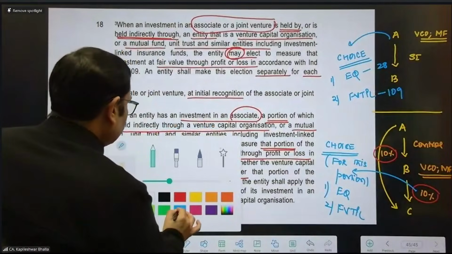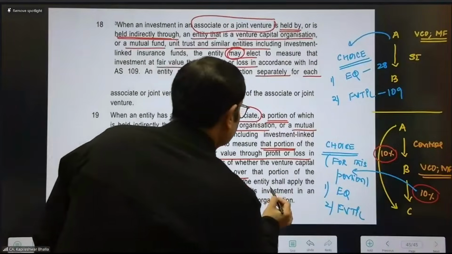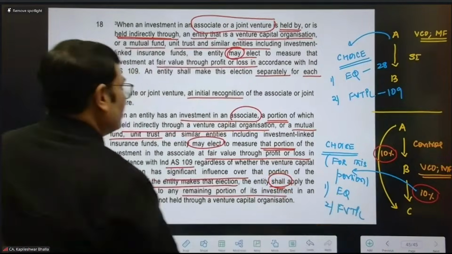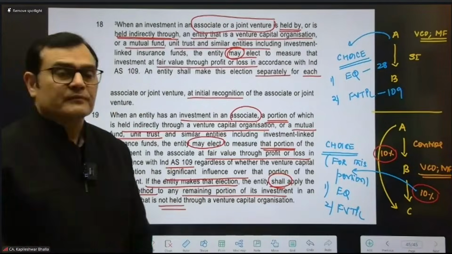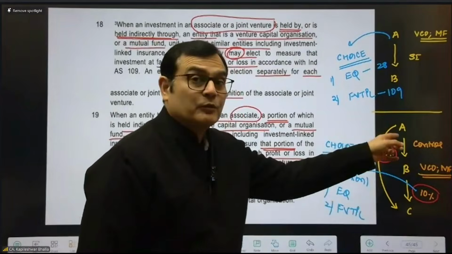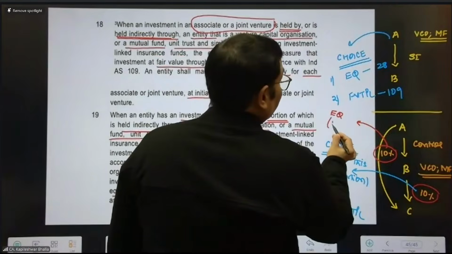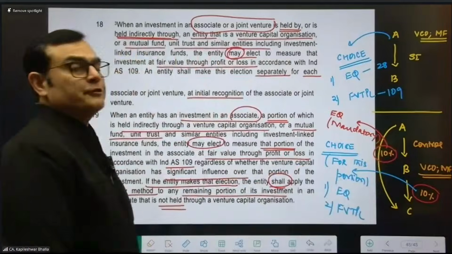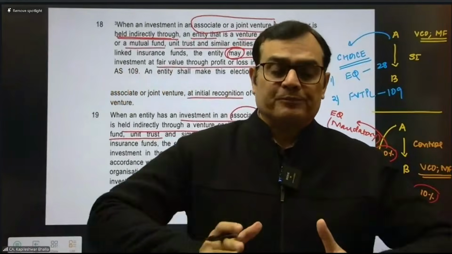And then he adds further, it says, if the entity makes that election, the entity shall apply the equity method to the remaining portion of the investment, which is not held through a VCO. So in this case, for this particular portion, you will definitely apply the equity method. For this particular portion, the equity method becomes mandatory. So let me just consolidate this, then we can do a case study based on this.